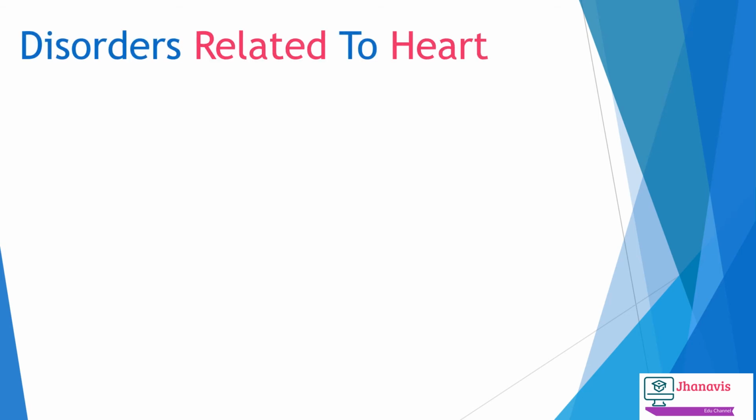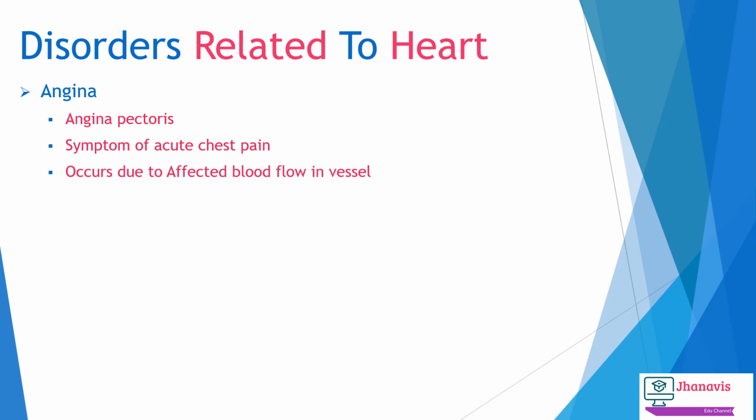Next, the heart disease which we are going to study is angina, which we call angina pectoris. It is a symptom of acute chest pain. This mainly occurs due to the affected blood flow in the heart vessels. The vessels in the heart will not be able to supply the adequate quantity of blood which is required by the heart. I will repeat this once again. It is occurring due to the affected blood flow in the vessels.